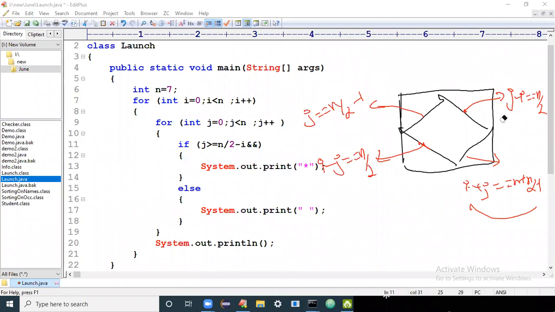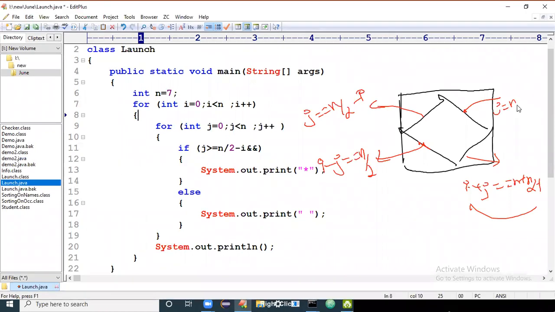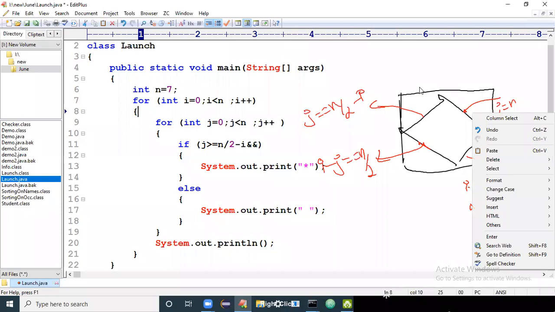And next thing, j minus I equals to n by 2. So it becomes j equals to n by 2 plus I. Minus I goes that side, becomes plus I. j equals to n by 2 plus I. So here I'll tell, j equals to n by 2 plus I.